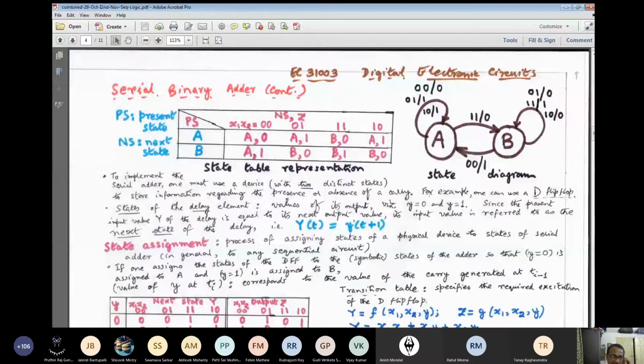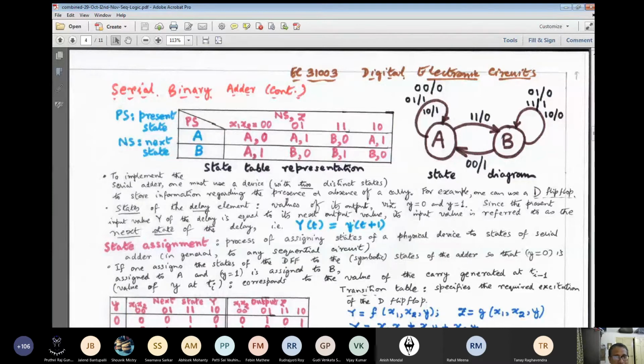State assignment means that we have to have physical circuit elements. These are only symbolic states, capital A, capital B. State assignment is the process of assigning the states of a physical device to the states of the serial adder. Here we are discussing the serial adder, but it can be in general any sequential circuit. So if we choose to design using D flip-flop, then we come up with a particular state transition table, excitation function, output function.